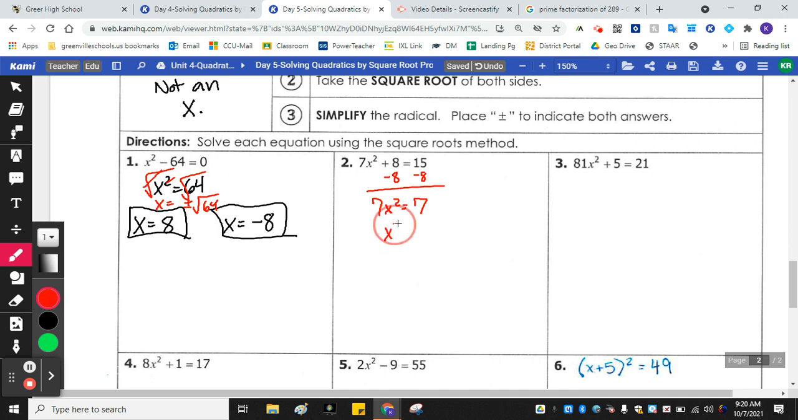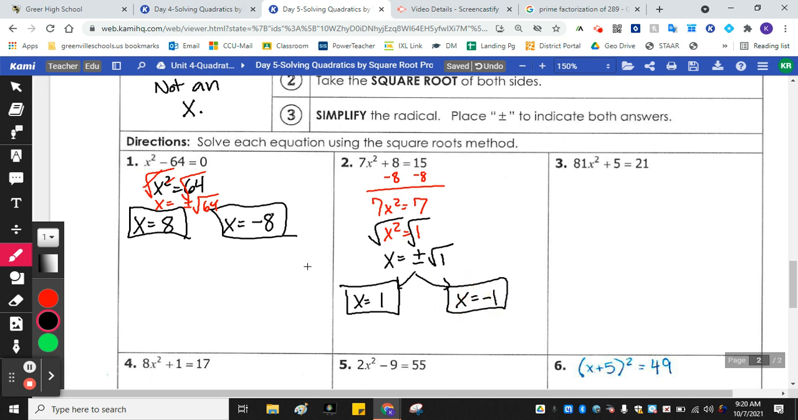Divide over by 7, so x squared equals 1. To get rid of the squared, you take the square root of both sides, and when you take the square root, you put plus or minus. So you have the positive x equals positive square root of 1, which is just 1. And x equals negative square root of 1, so negative 1. And you can check these and your solving ones just by plugging in your answer.